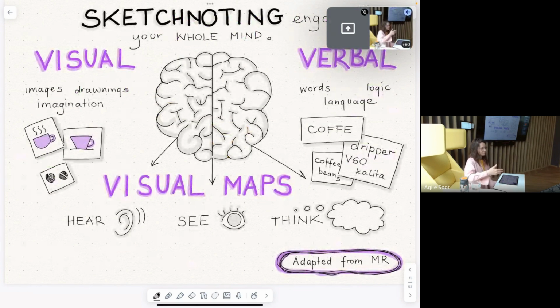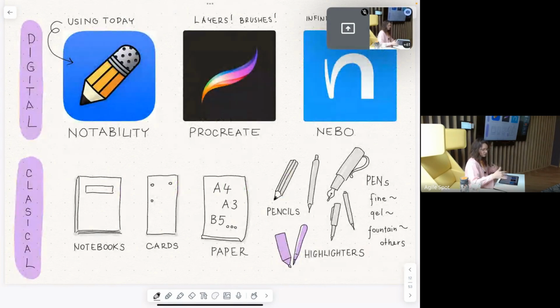And why do they work? Because they combine those two elements. For example, I love coffee. So coffee is here, but you can convey this idea by drawing a mug or a dripper or coffee beans. And then you can also capture what you hear when you grind coffee or what you see, like how big the grounds should be, or what you think about this coffee. Like, today I had a nice cup, or today I should modify the settings a little bit, how I brew it.